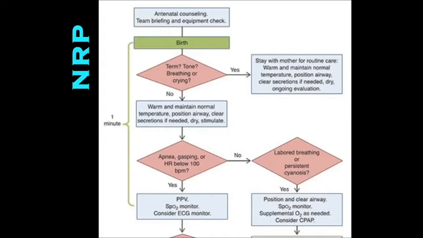Okay, then we monitor the oxygen saturation, and we may consider an ECG monitor at that point to monitor the heart rate as well. If the baby is not apneic or gasping, or the heart rate is not below 100, however, the baby still has labored breathing or persistent cyanosis, then we proceed to the steps of positioning and clearing the airway.